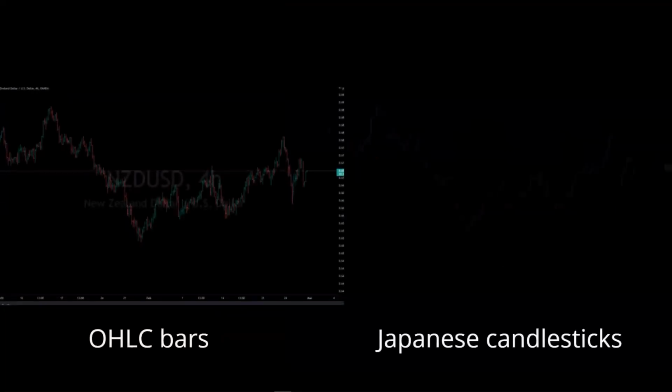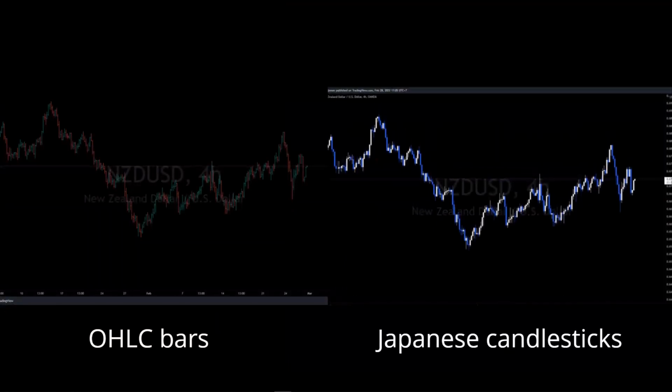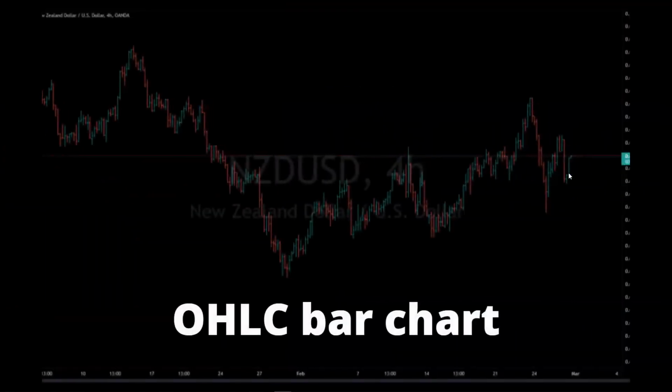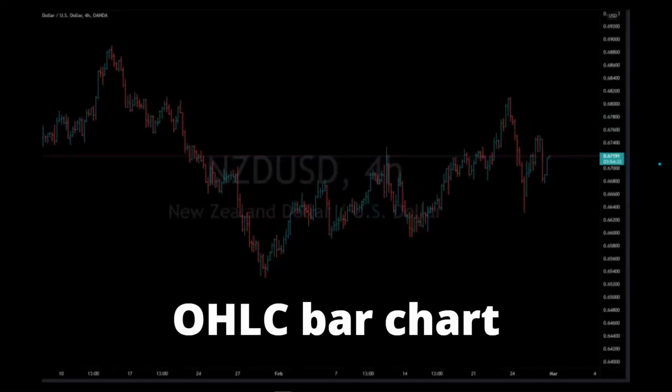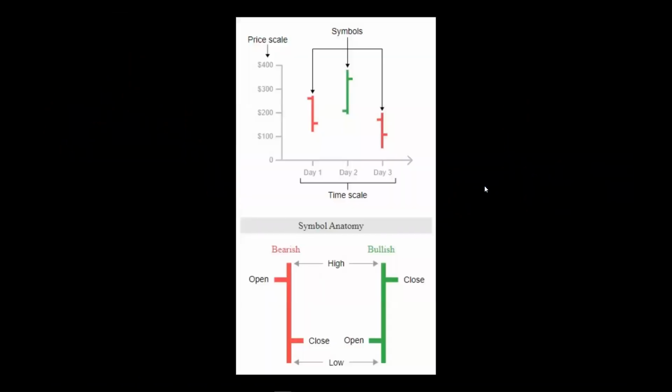The OHLC bar and Japanese candlesticks are both types of financial charts that can show the increasing or decreasing prices of an asset. They can both be applied in any time frame, and depending on the platform that you use, you can assign the colors of the bars and candlesticks according to your preferences. Let's talk about the OHLC bar first. An OHLC chart is a type of bar chart that shows open, high, low, and closing prices for each period.